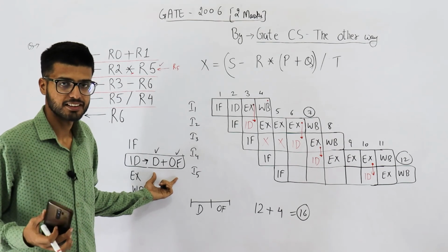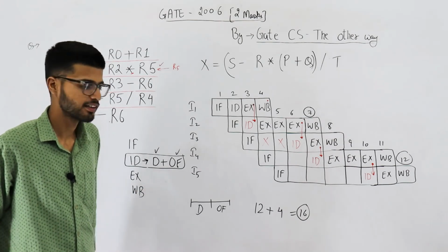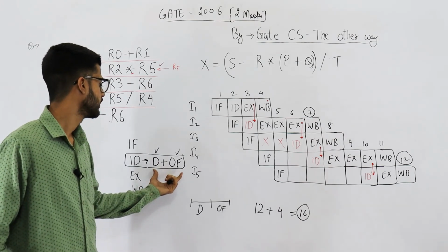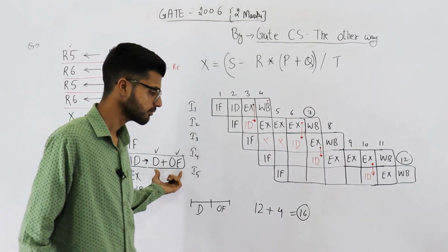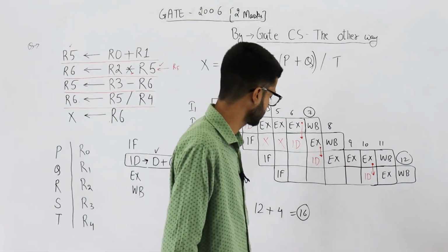But one mistake they made is that they actually spoiled the question by not mentioning this, decode plus OF. They must mention it. Anyways, your answer is 12.